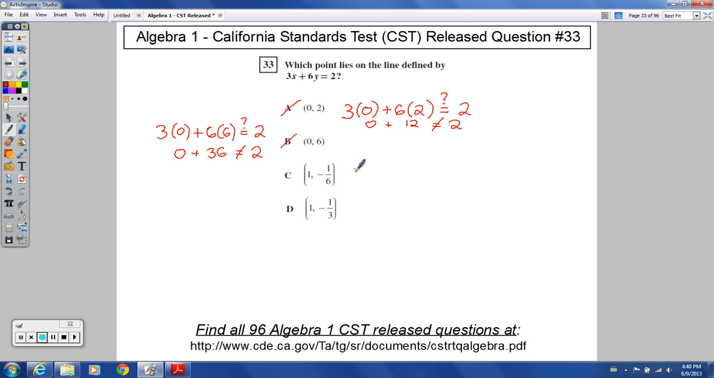Let's try this one now. If we plug in a 1 for x, and we plug in negative 1/6 for y, what happens? Do we get that side being equal to 2? That looks kind of funny there. Let me make a better equal sign. I don't know that that's much better, but that'll do.